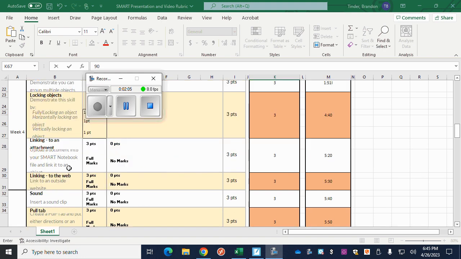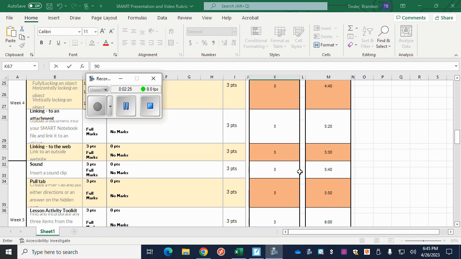Linking to an attachment and linking to the web were done on the same slide. Those were done where students could click on a picture of Pythagoras to pull up a biography of Pythagoras, and they could click on the triangle to bring up the CK12 for Pythagorean theorem. The sound was done at 5:40. That was on slide 10. That was made whenever the students would click on Pythagoras.